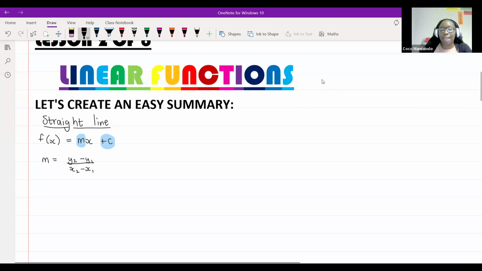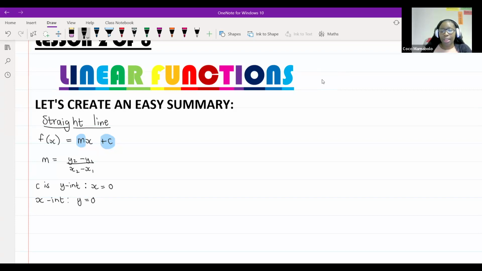And we know c is our what? C is the something something. That's it, correct. C is our y-intercept. But remember, guys, when we want to calculate the y-intercept, we're going to make x equal to 0. All right. If we want to calculate the x-intercept, we're going to make y equal to 0.